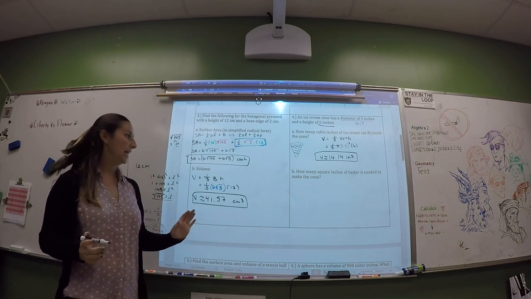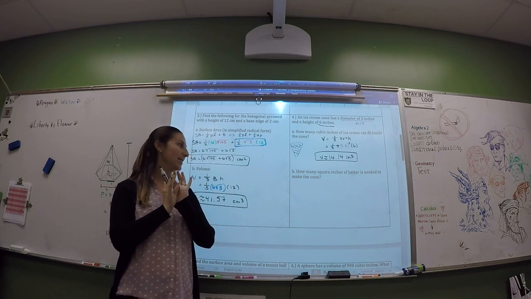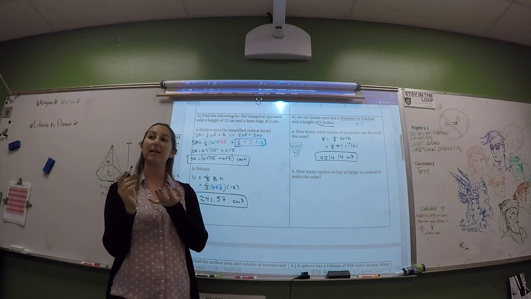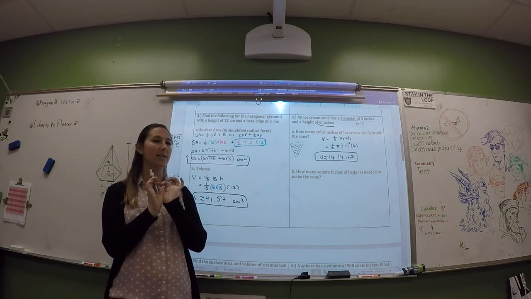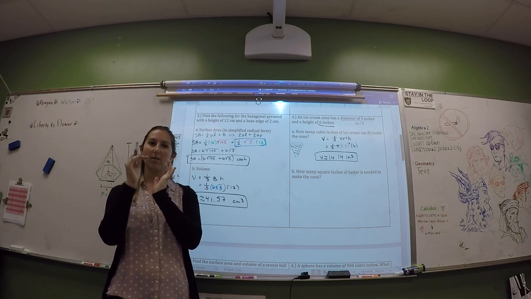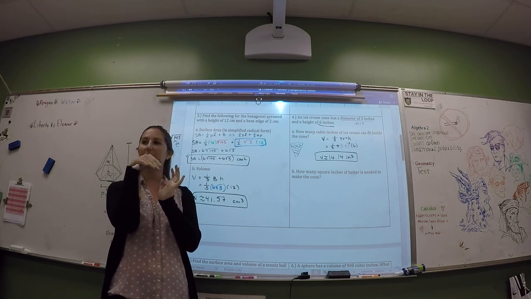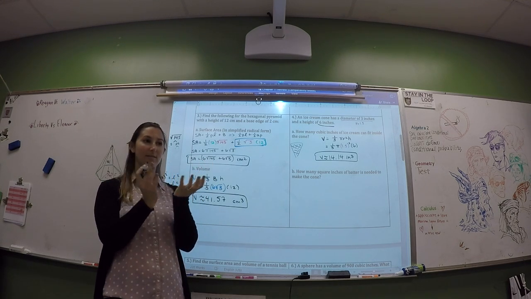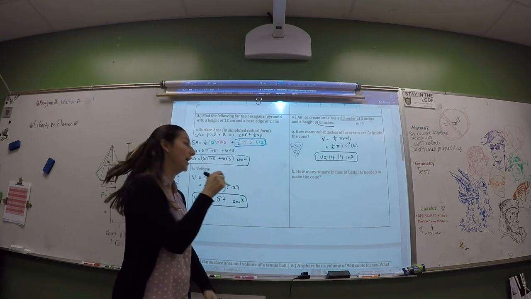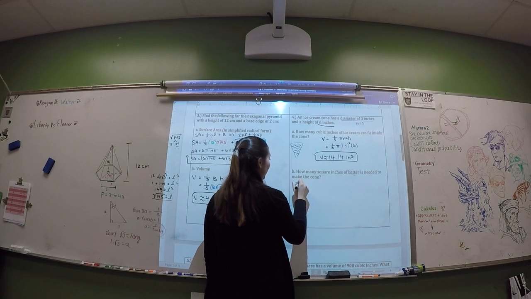But anyway, it says how many square inches of batter is needed to make the cone. Really, I'm just asking for surface area, but it's not quite surface area because with a cone there's a hole in the top, right? So it's the lateral area, or the surface area minus the base. So you're looking for a lateral area.